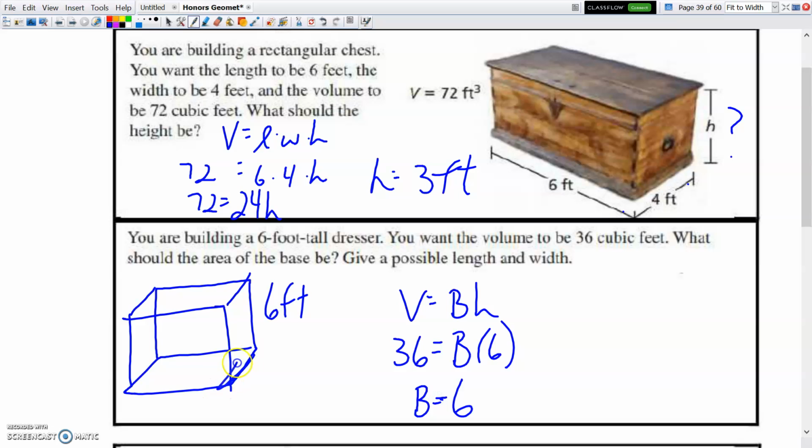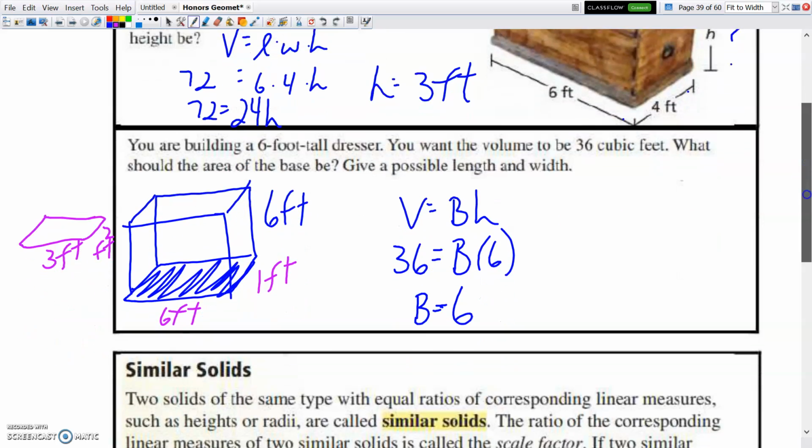So if the area of this base is 6, it could be 1 by 6. We can have 1 foot by 6 feet, which if it's a dresser, that's reasonable. We could also do a 2 foot by 3 foot. So those are my options. Okay, so just kind of thinking real life terms.